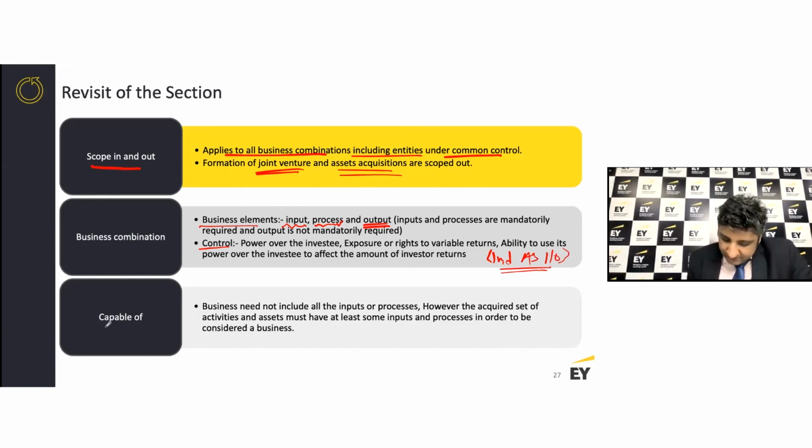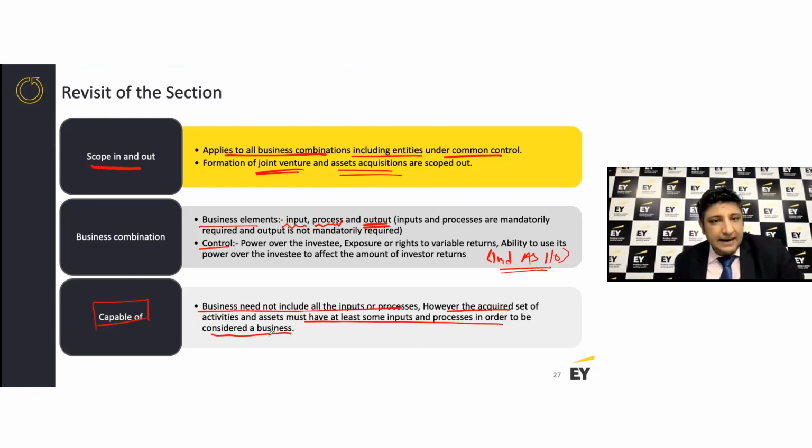Okay. Of course, the relevant term is capability, right? The business again does not have to include all the inputs or processes, but there has to be at least some inputs or processes to have that ability or capability to be able to create that revenue generating capacity in future also.